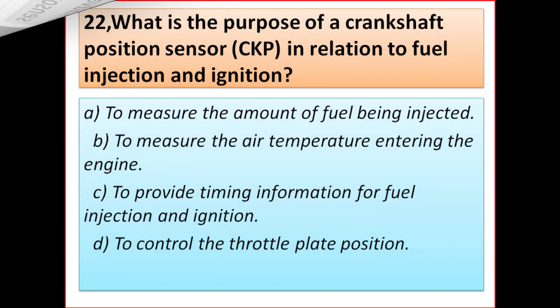22. What is the purpose of a crankshaft position sensor, CKP, in relation to fuel injection and ignition? A. To measure the amount of fuel being injected. B. To measure the air temperature entering the engine. C. To provide timing information for fuel injection and ignition. D. To control the throttle plate position.